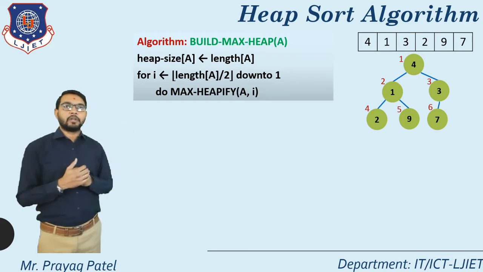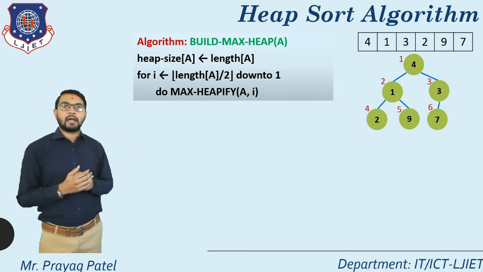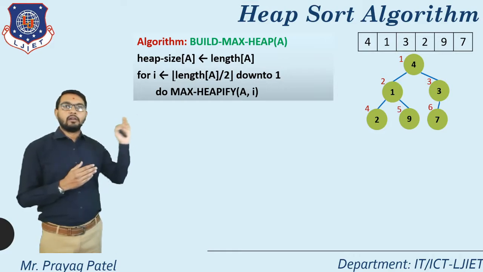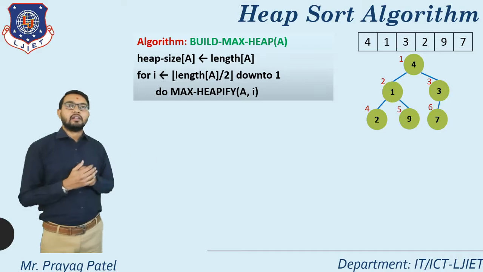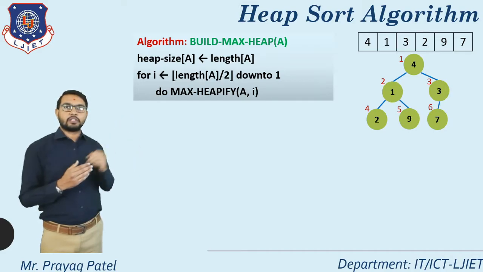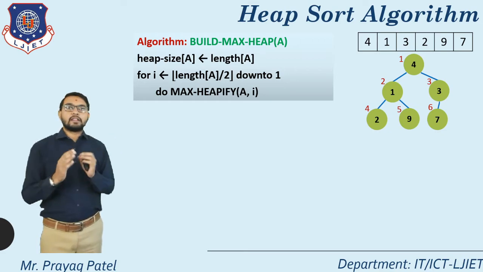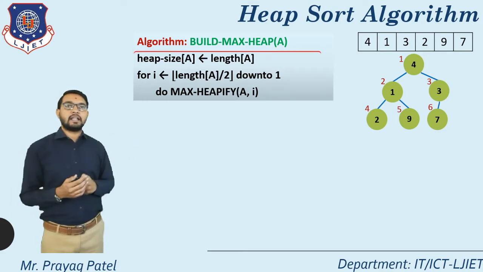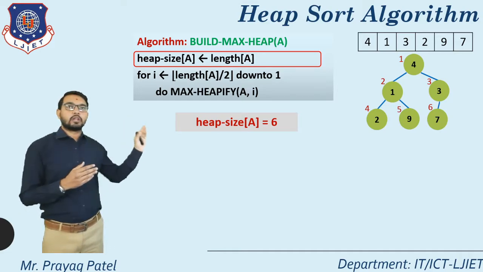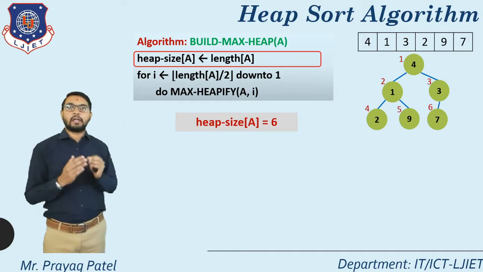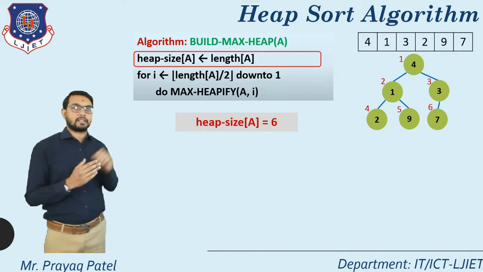So to construct the heap tree for this data, you can put the data or values location-wise, then 1, then 3, then 2, then 9, then 7, and position-wise we can consider locations 1 to 6. Now heap size of A equals length of A. So here the length of A is 6 because there are a total of 6 elements. That's why we can say that length of A, or heap size, equals 6.